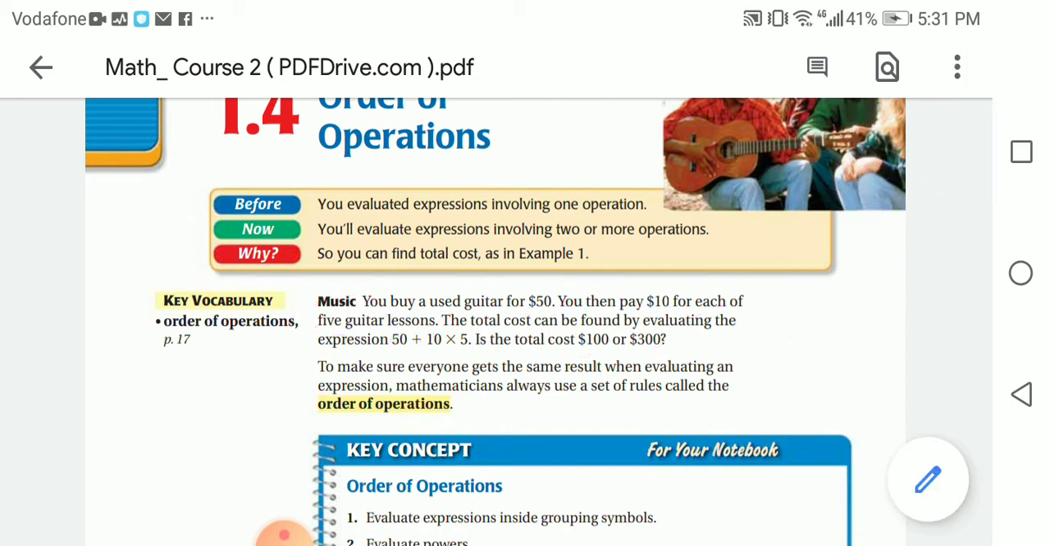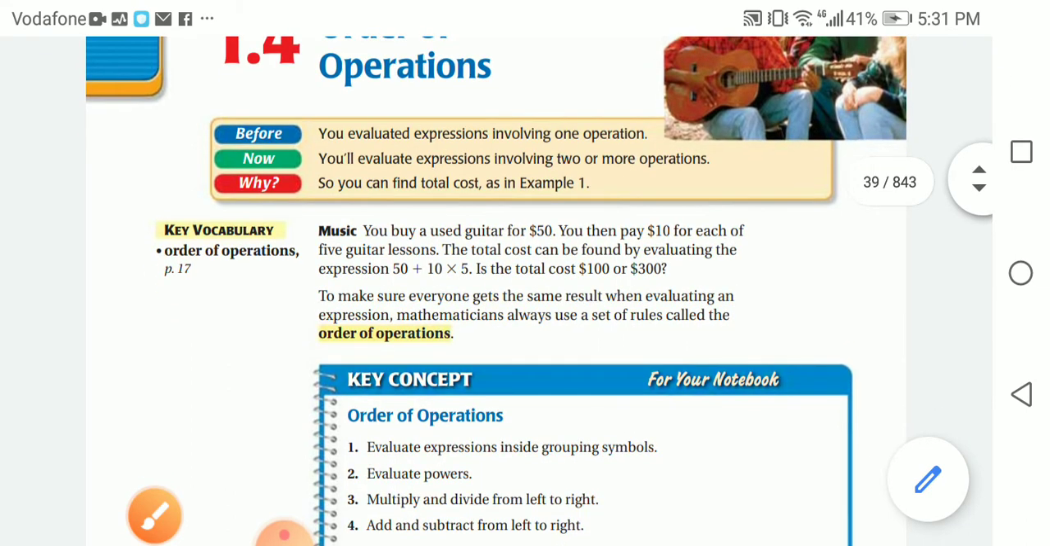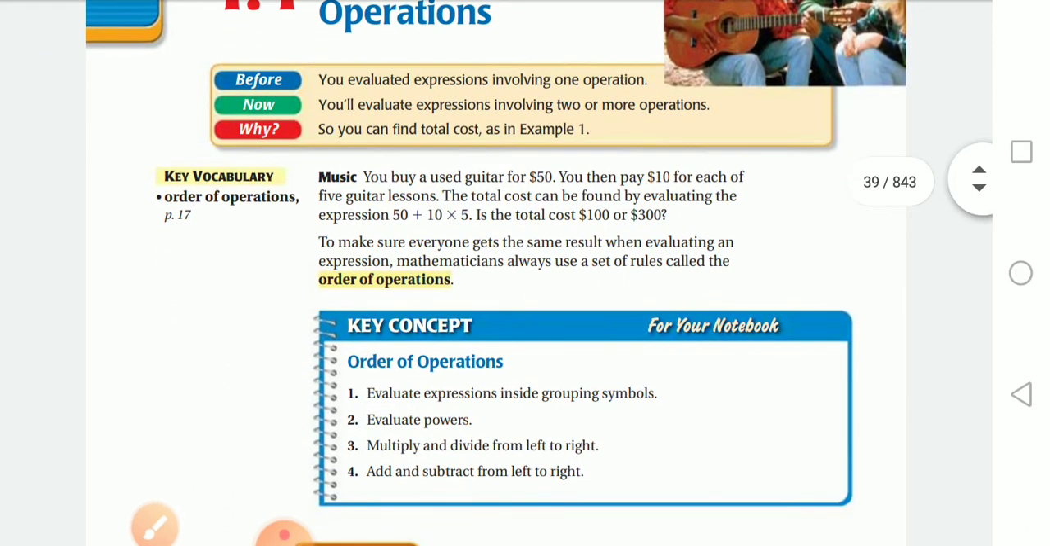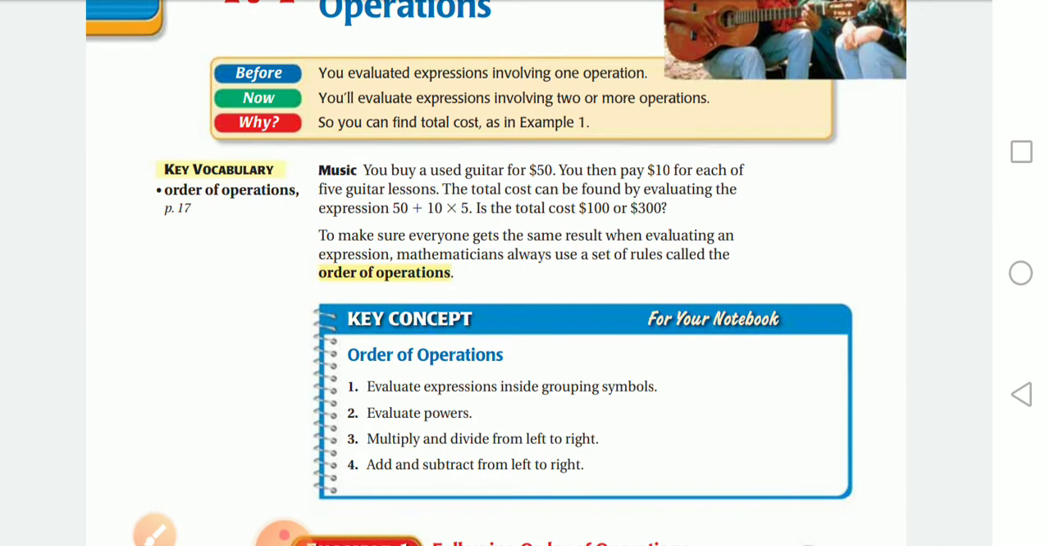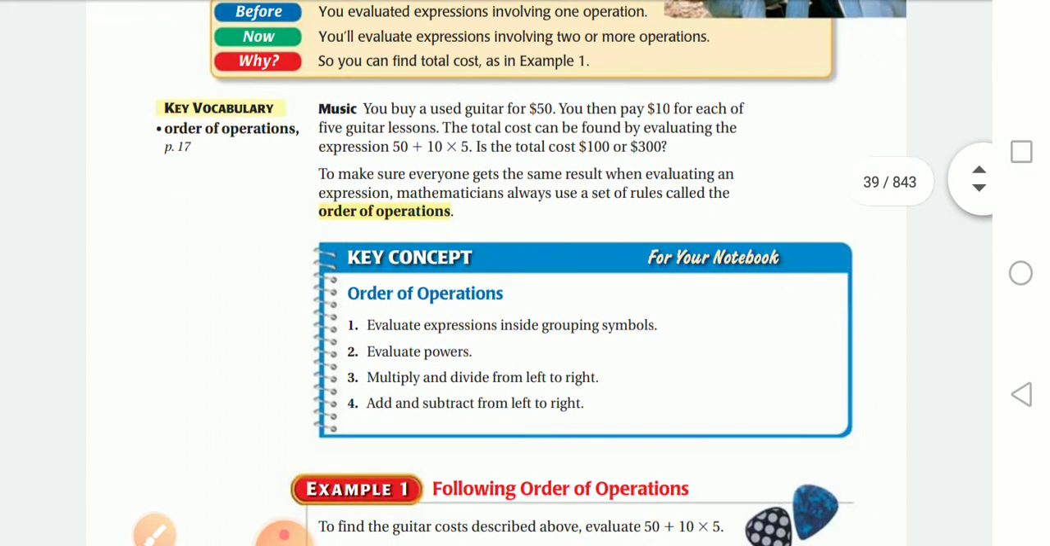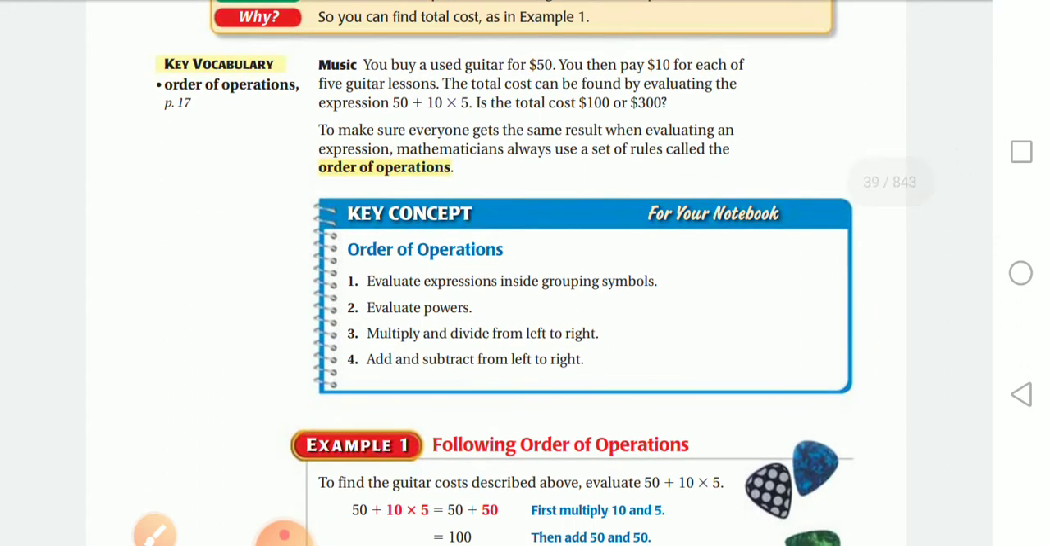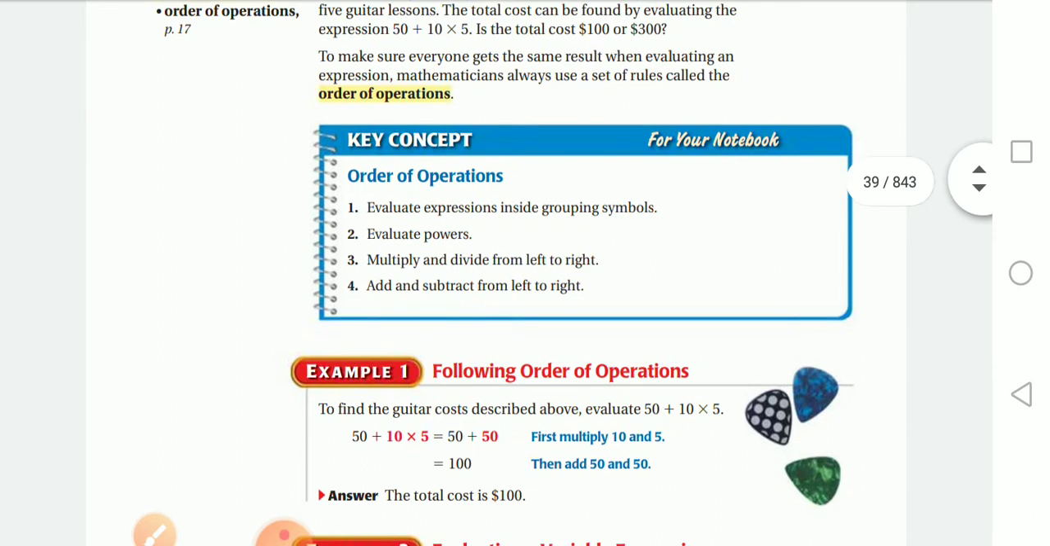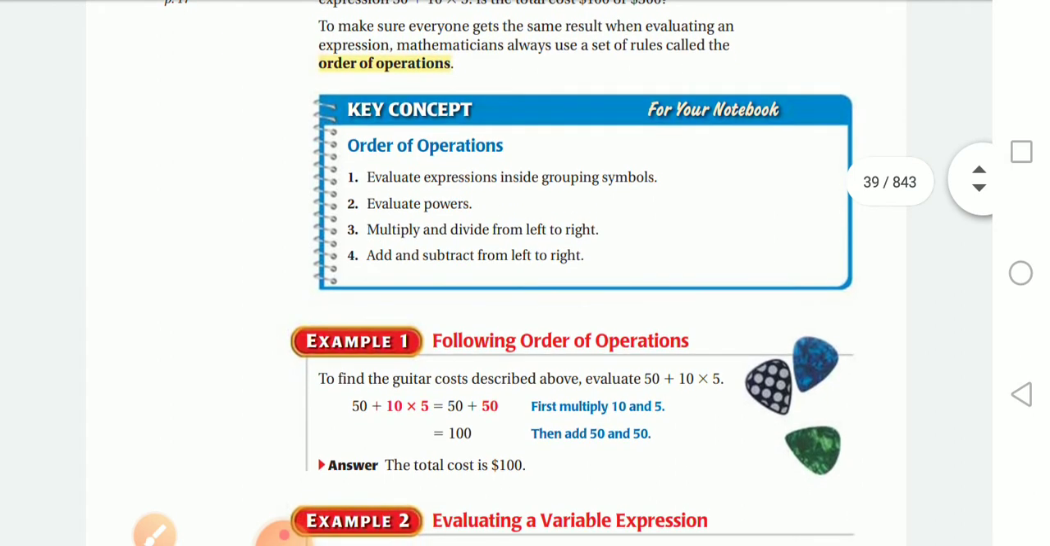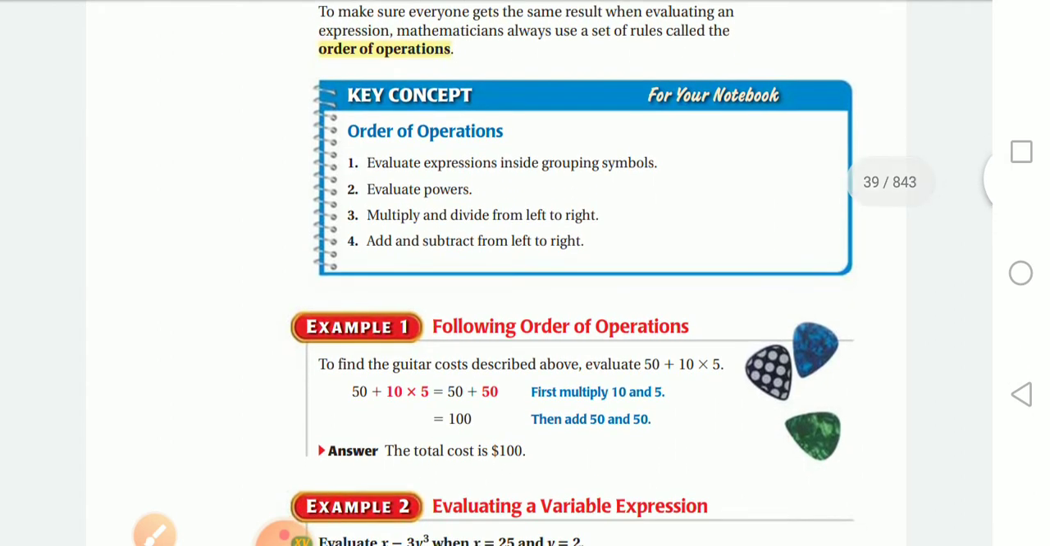Let's see. To make sure everyone gets the same result when evaluating an expression, mathematicians always use a set of rules called the order of operations. Write in your notebook, please. Order of operations: first, evaluate expressions inside grouping symbols, then evaluate powers, then multiply and divide from left to right, then add and subtract from left to right.